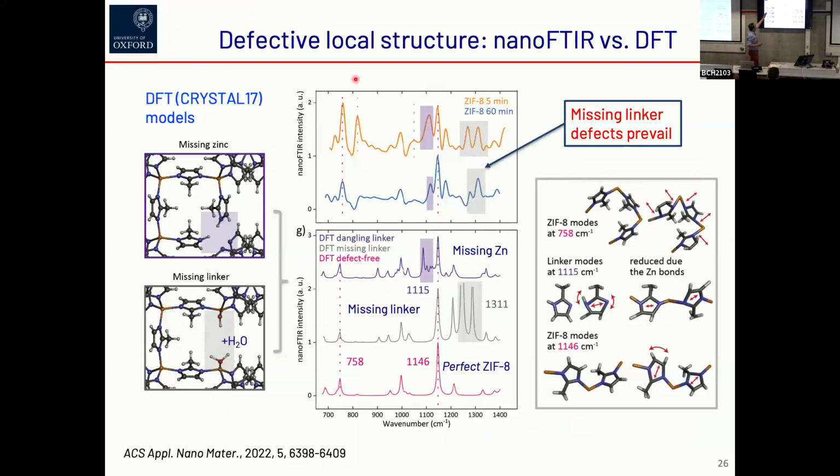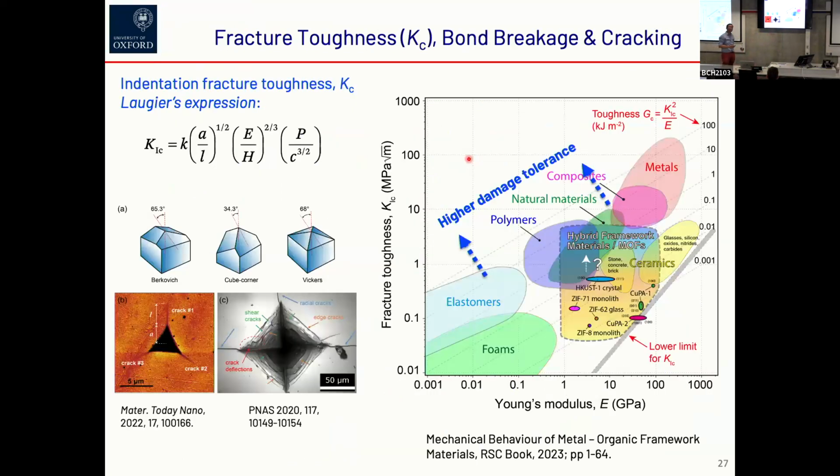And then by DFT simulations, if you pretend there is a missing link, a missing metal node or missing linker, we see these anomalous bands. These anomalous bands match up with what we saw from the nano-FTIR. So there are indications that they are associated with some breakage of bonds.